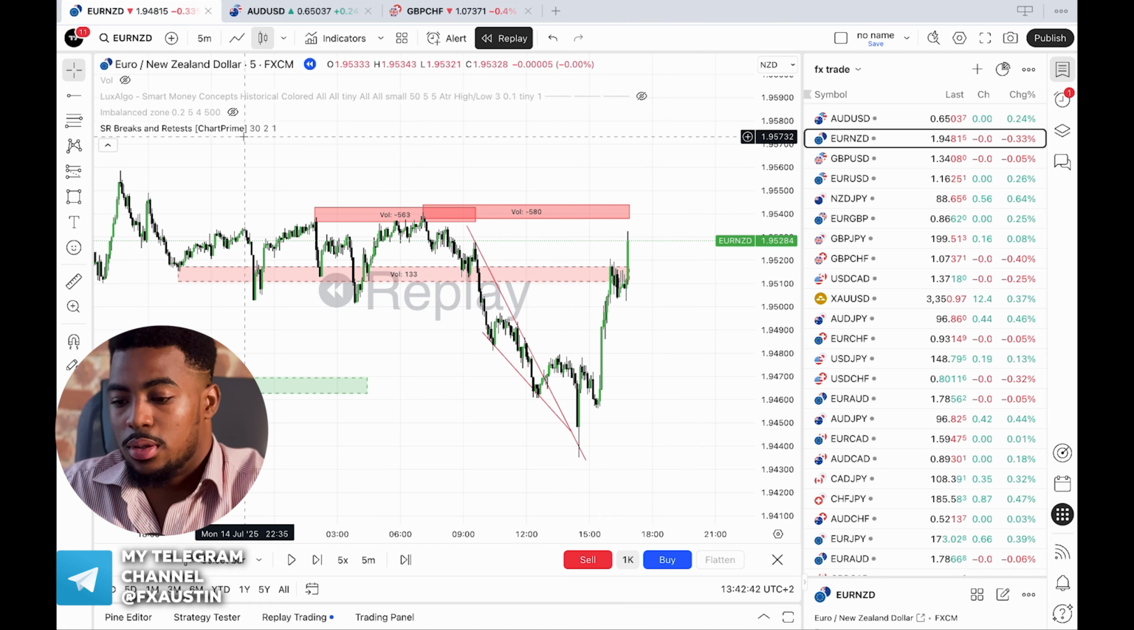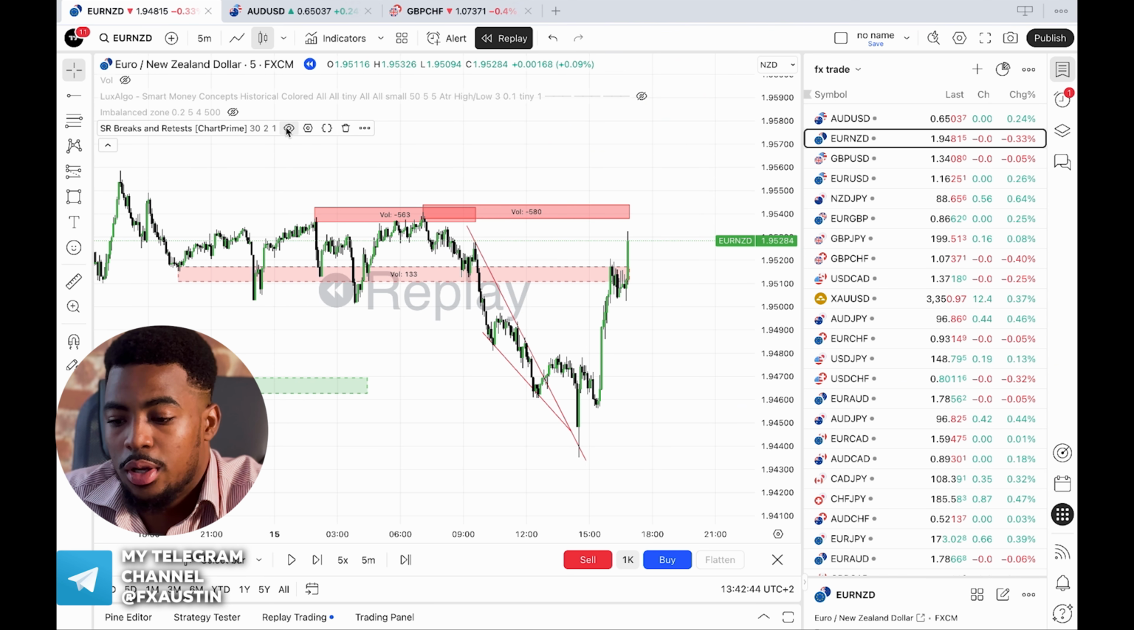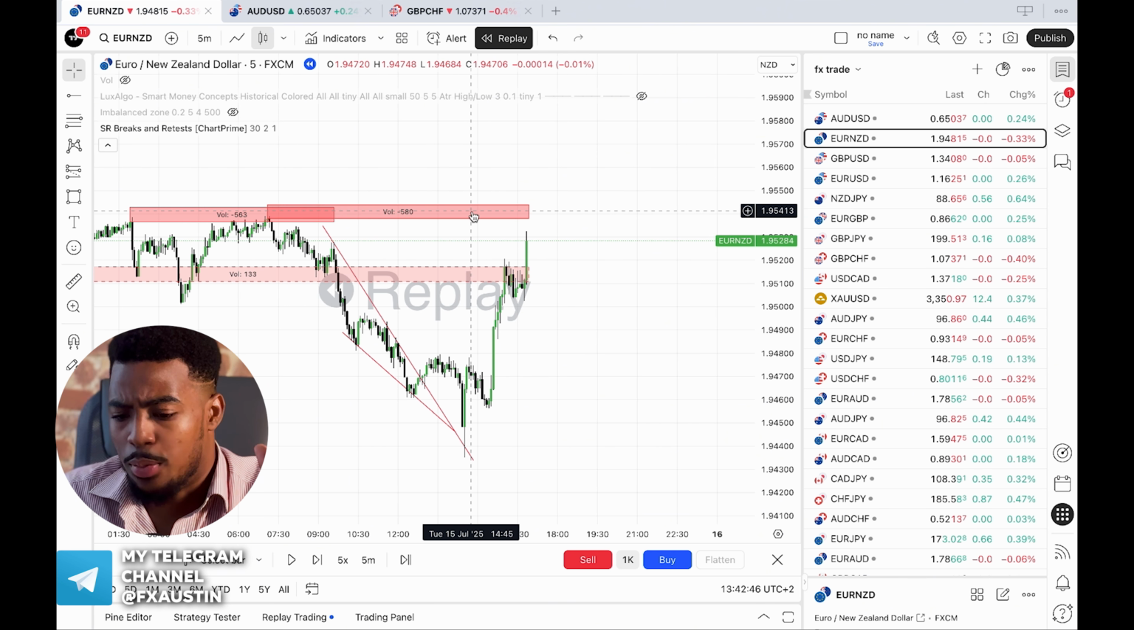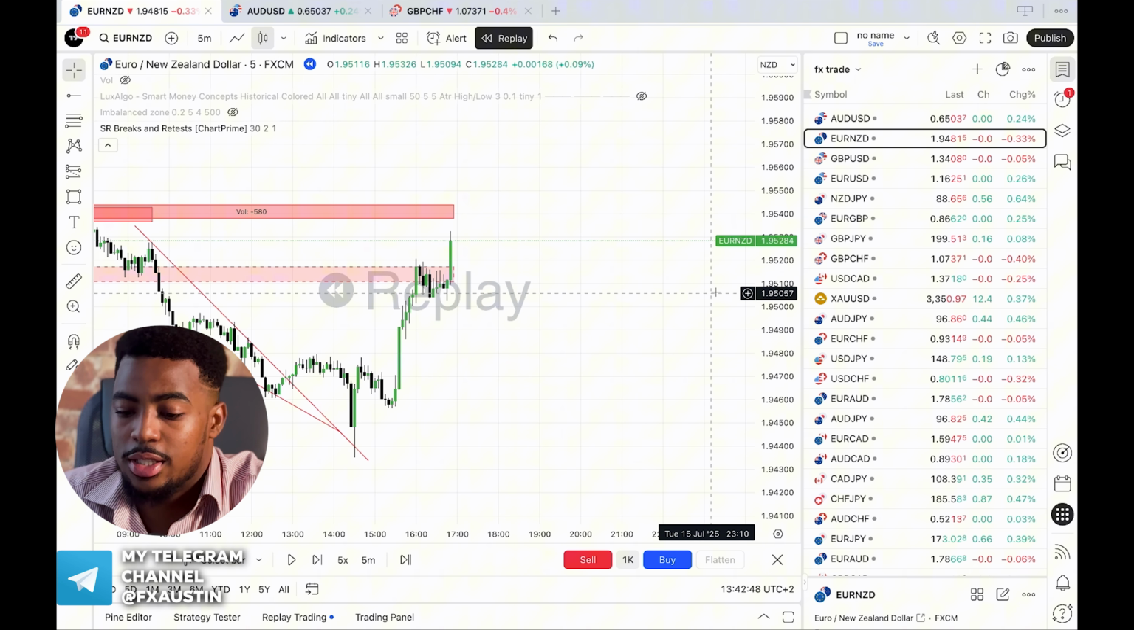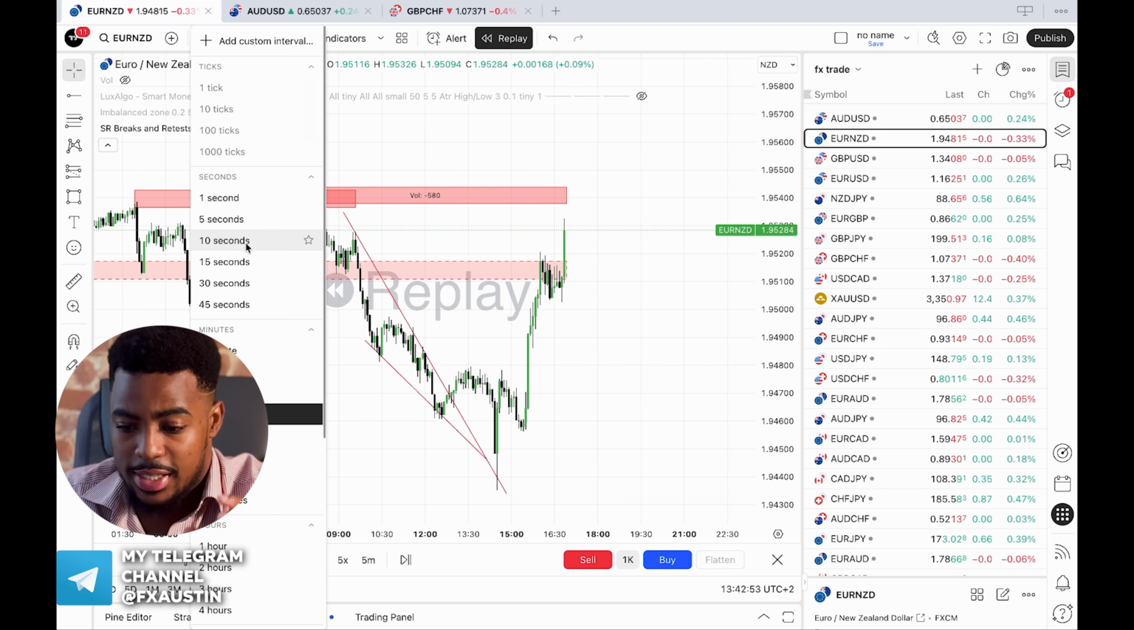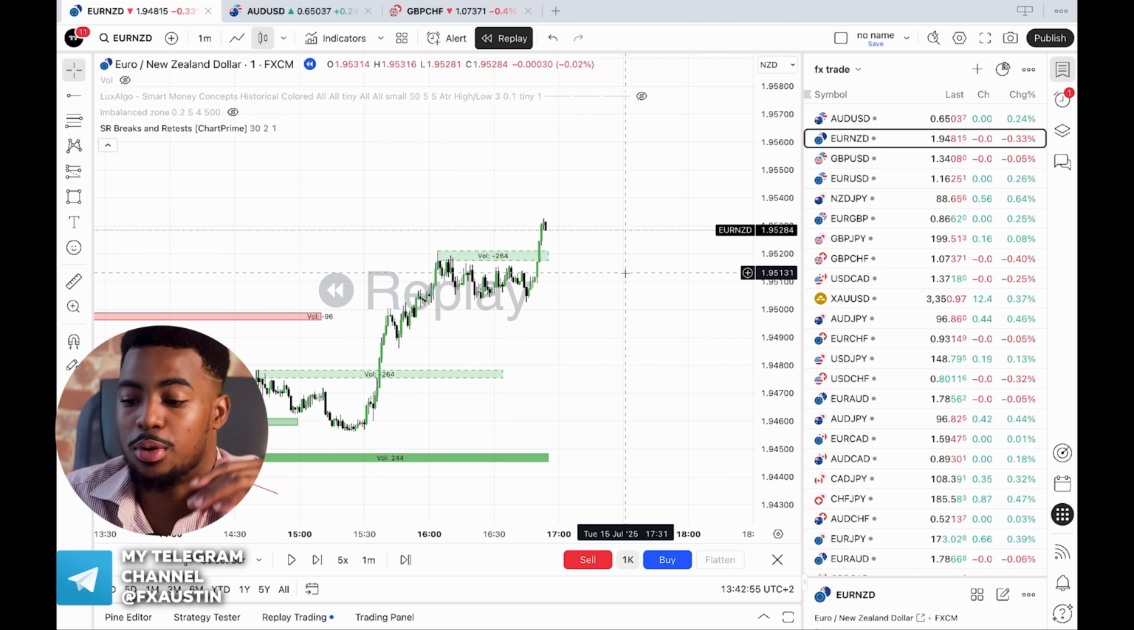Now let's move on to the trade with our indicator. We can automatically see the upper zone of interest that our chart is currently moving towards. I suggest switching from the higher time frame to a lower time frame.